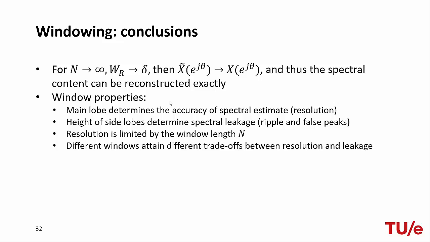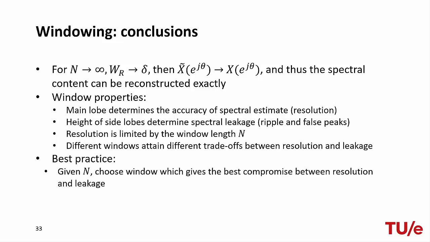The spectral resolution of the obtained spectral estimates depends on the width of the main lobe, which is inversely proportional to the window length. On the other hand, the length of the window does not have any influence on the height of the side lobes, which determine spectral leakage. This can only be changed by changing the window function. In practice, a challenge in spectral estimation is to find the best compromise between resolution and leakage.